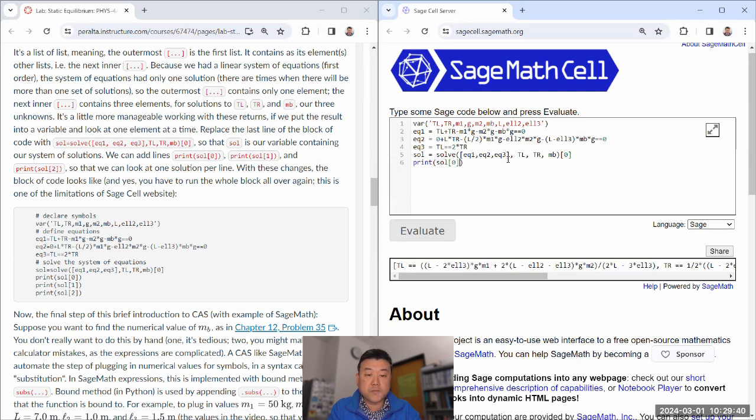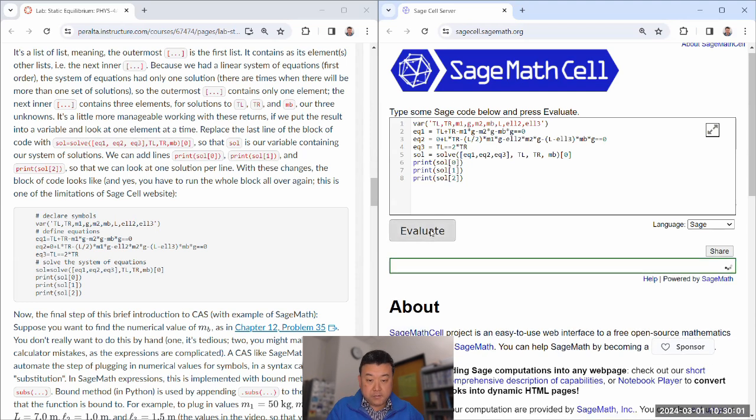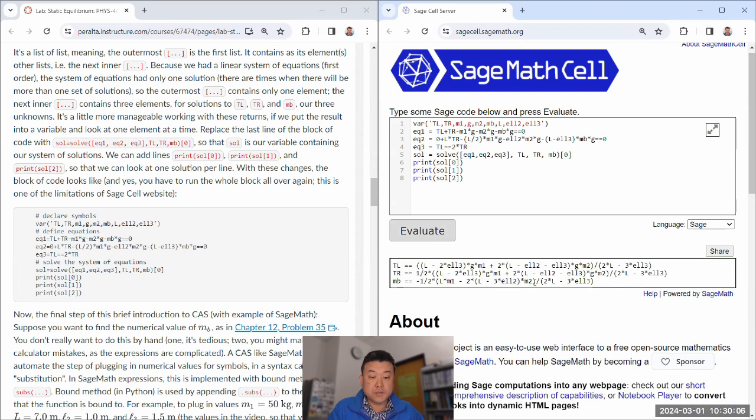So I'll print the first element of the solve variable, and then the second element of the solve variable, and the third element of the solve variable by doing print, parenthesis, solve, square bracket, 2. And here the square bracket actually matters. You can't do it with parenthesis, it'll give you an error. Okay, I evaluate, and now you see the 3 solutions are put this way.